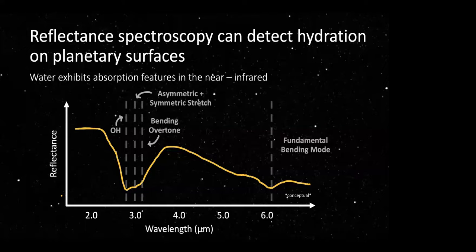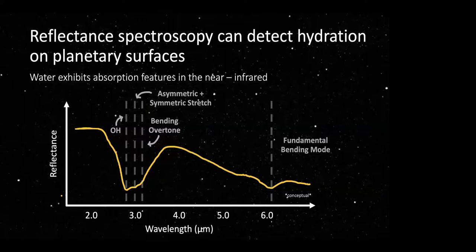If we start with the 3 micron feature, it is actually a broad and multi-component feature that is made up of 3 different absorption features. This includes hydroxyl, which can occur anywhere from 2.7 to almost 2.9 microns. Then there are the asymmetric and symmetric stretches of water near 2.9 microns. And then there's the first bending overtone of water at 3.1 microns. You can imagine that it is quite difficult to deconvolve the water versus hydroxyl signature, especially when you have both species present.